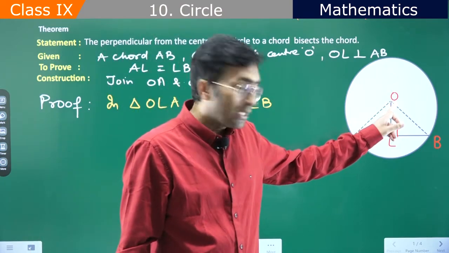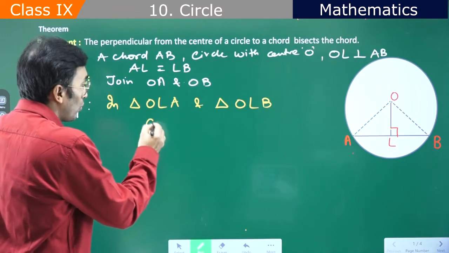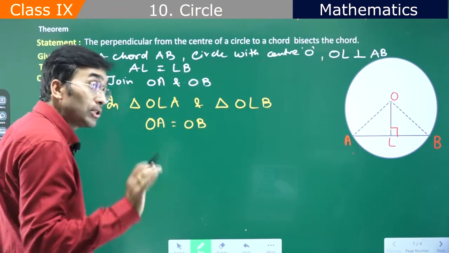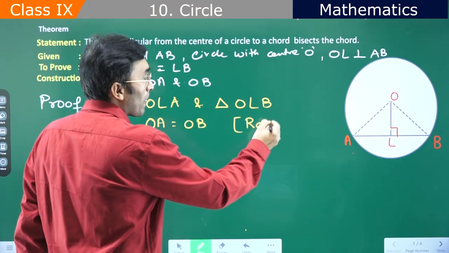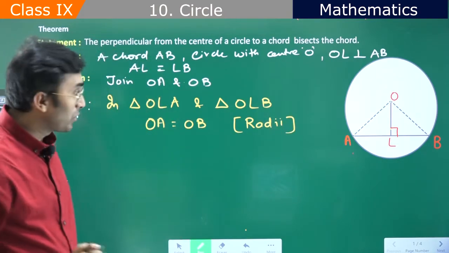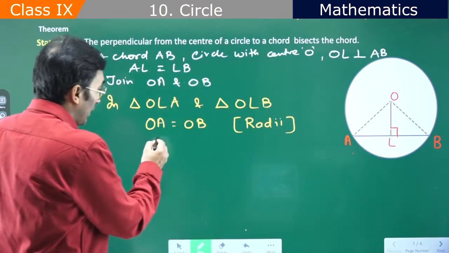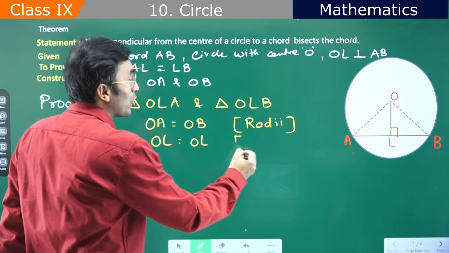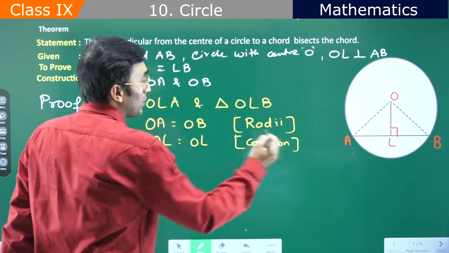First of all, I can say OA equals OB. Why does OA equal OB? Because they are radii of the circle, and they are always equal. Next, we can say OL equals OL. This is common to both the triangles.